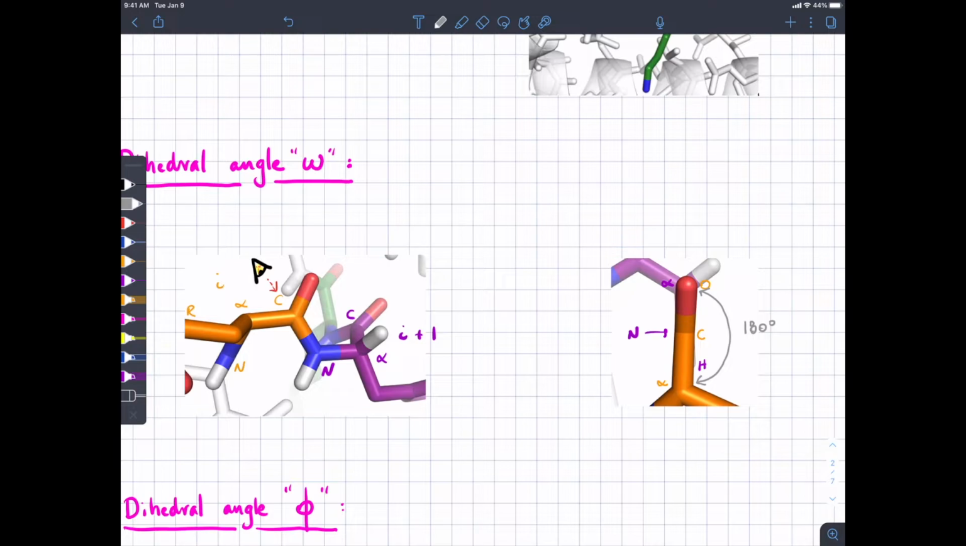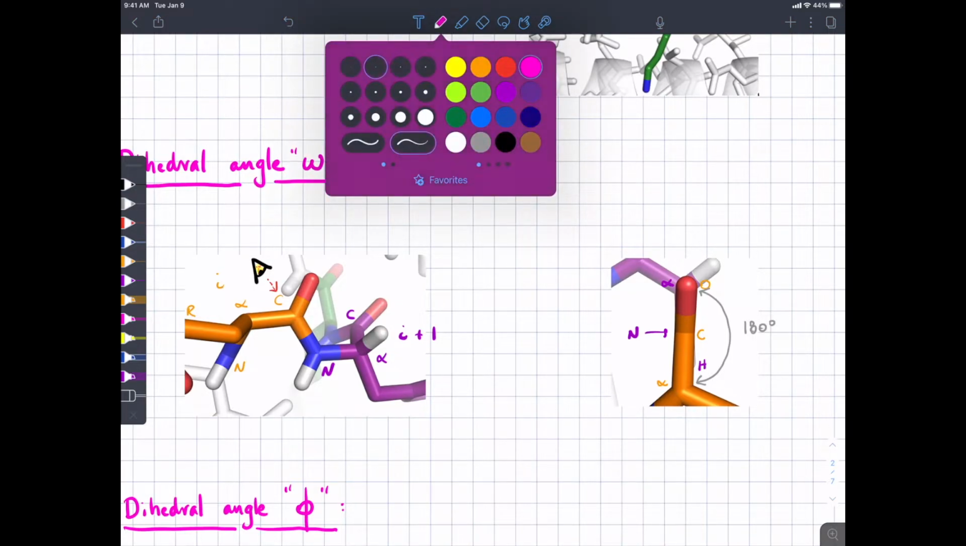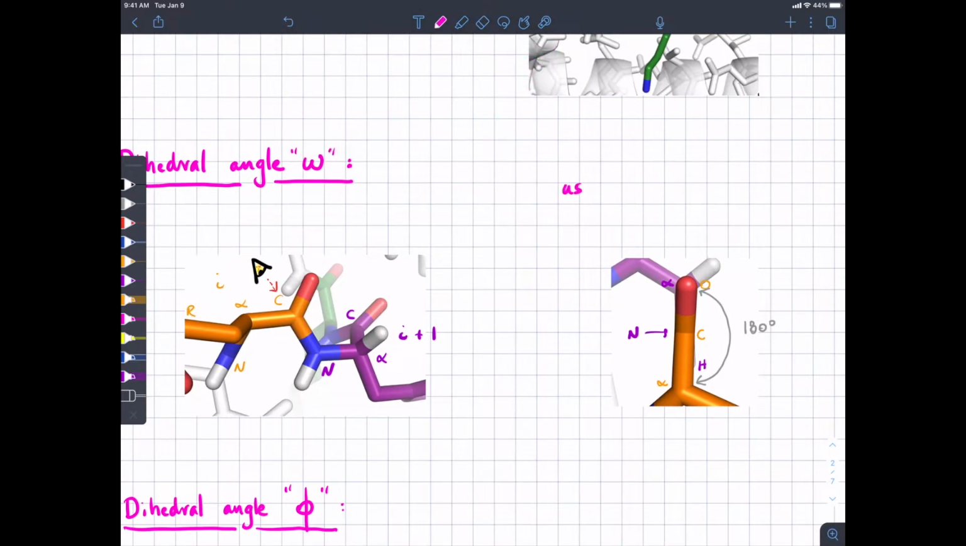So that's one bond rotation that we can define, and usually we'll see in peptides and proteins omega equals 180. Sometimes omega will equal 0, which would have the two alpha carbons eclipsed with each other. All right. Questions so far?